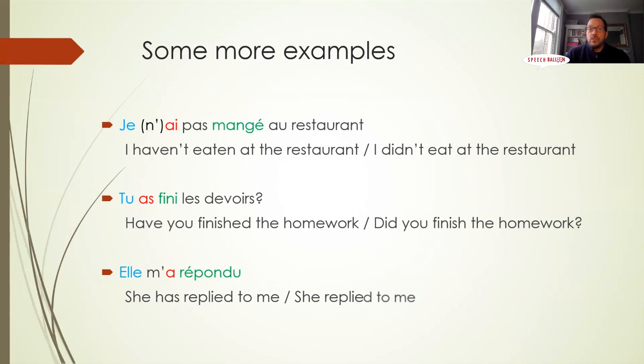To make a question, you can just change the intonation. Tu as fini les devoirs? Have you finished the homework? You could also say est-ce que tu as fini les devoirs? But that's less spoken, less conversational. And even less conversational than that is if you invert the auxiliary and the subject. So, as-tu fini les devoirs? Don't bother with that form. Nobody says it. And then if you want to add an object pronoun, indirect or direct, you put it in front of the auxiliary. Elle m'a répondu. She has replied to me.